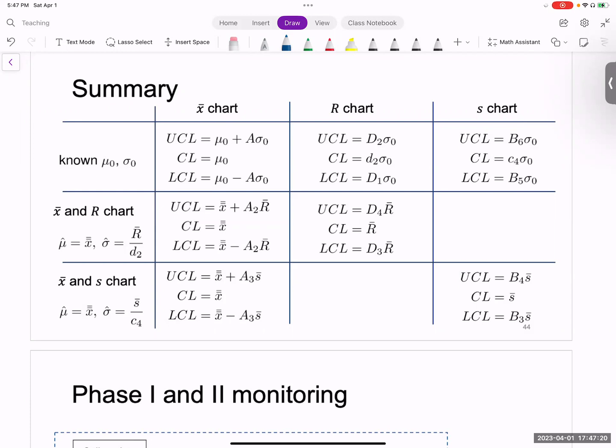I'll try to walk you through this. The first row is the assumption that mu and sigma are known. If mu and sigma are given to you, you can construct an X bar and R chart, or you can construct an X bar and S chart. Once mu 0 and sigma 0 are not given to you, you start by estimating values from data, which are mu hat and sigma hat, and then you can construct the X bar and R chart, which is your second row. The last row is the X bar and S chart, which is when you estimate mu hat and sigma hat again, and then you can get the X bar and S chart.